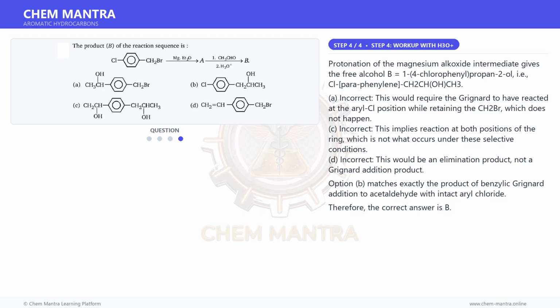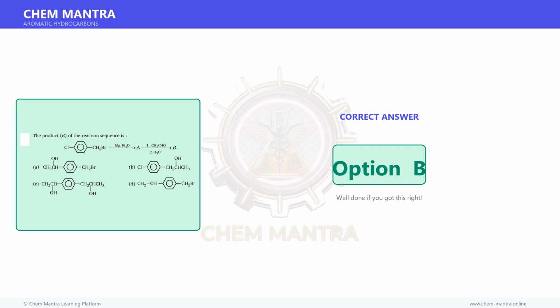Option B matches exactly the product of benzylic Grignard addition to acetaldehyde with intact aryl chloride. Therefore, the correct answer is option B.